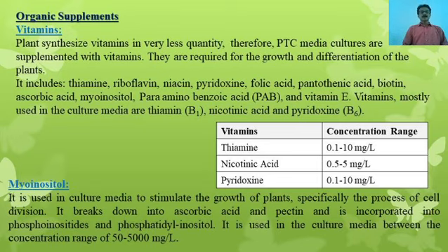Again, tissue culture technicians usually use myo-inositol as a source of organic supplement. It stimulates the growth of the plant, therefore we use it. It breaks down into ascorbic acid and pectins, and you have to take it in a concentration of 50 to 5000 milligram per liter.